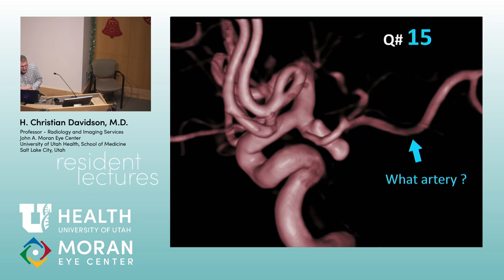Question 15. This is a 3D reconstruction from an angiogram, an internal carotid injection, looking basically laterally. The question is, what is the artery shown here at the base of which is this aneurysm? So what is this artery? And for question 16, is the pupil spared or involved in this person's nerve dysfunction?